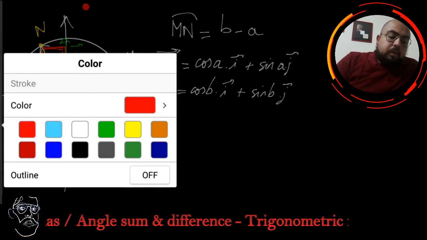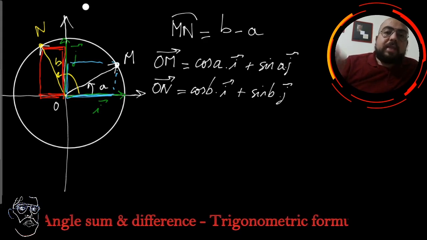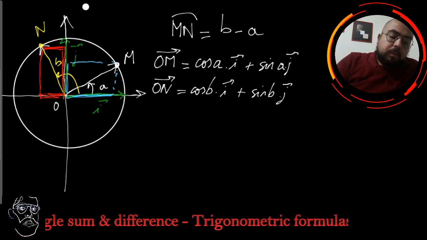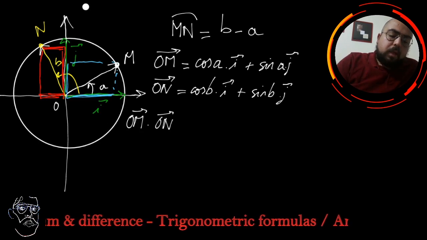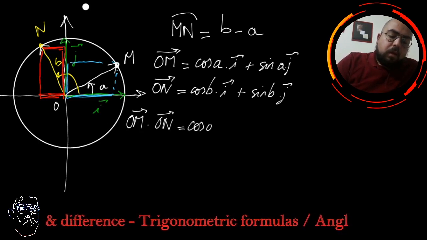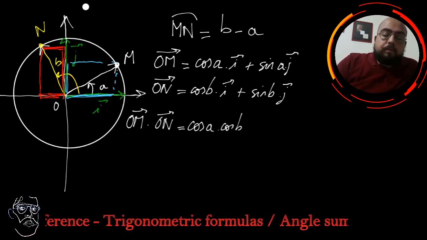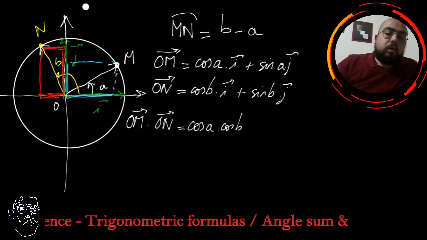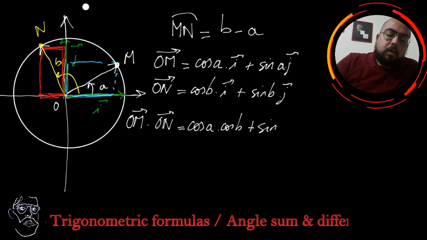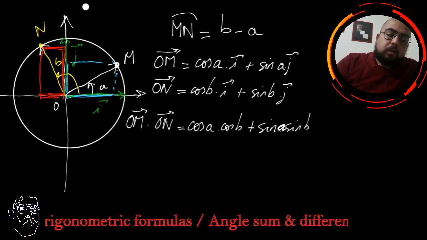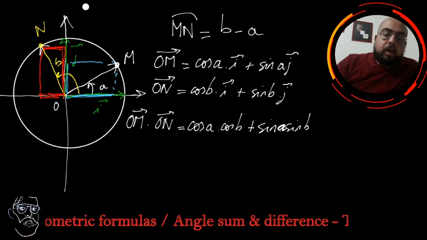Once I was able to define the vector OM and the vector ON, right now I will do the scalar product. So what about the scalar product OM scalar ON? OM scalar ON, it's cosine A times cosine B. I vector times I vector, it's simply 1, since I and I are collinear. So it's cosine A times cosine B plus sine A sine B. Again, J times J is simply 1. So this is OM scalar ON.